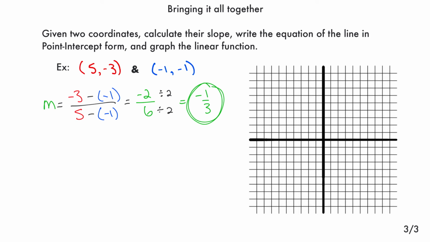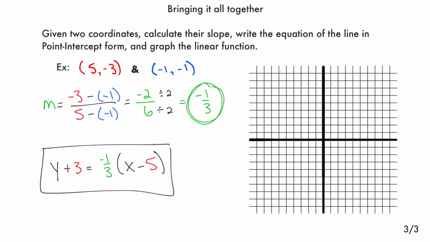Now that I have the slope, I can use either the red coordinate or the blue coordinate to create the equation of the line. It does not matter, they're both correct. Just pick one. I'm going to pick the red one because the blue one just has the same number twice. So the equation would be y minus the y value, which is negative 3, so that'll turn into a plus 3, equals the slope, which was negative 1/3, times the quantity of x minus the x value of my coordinate, which is 5. And now I have the equation in point slope form for my linear function that goes through those two dots.